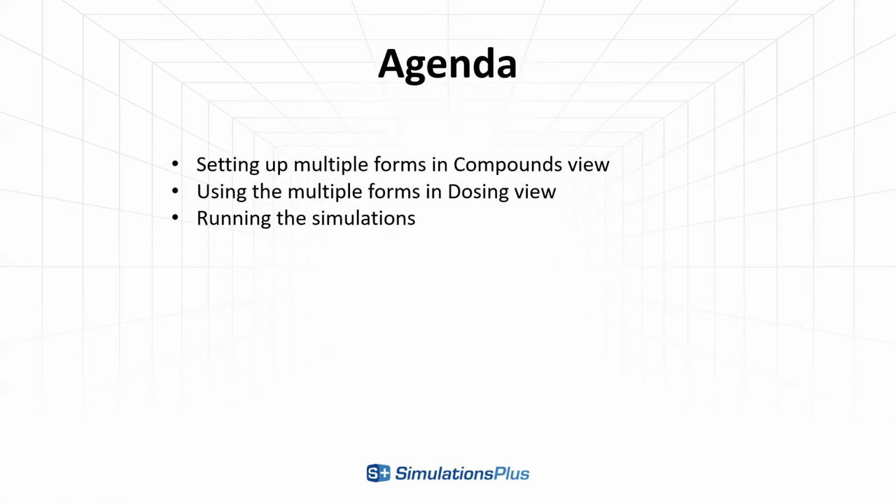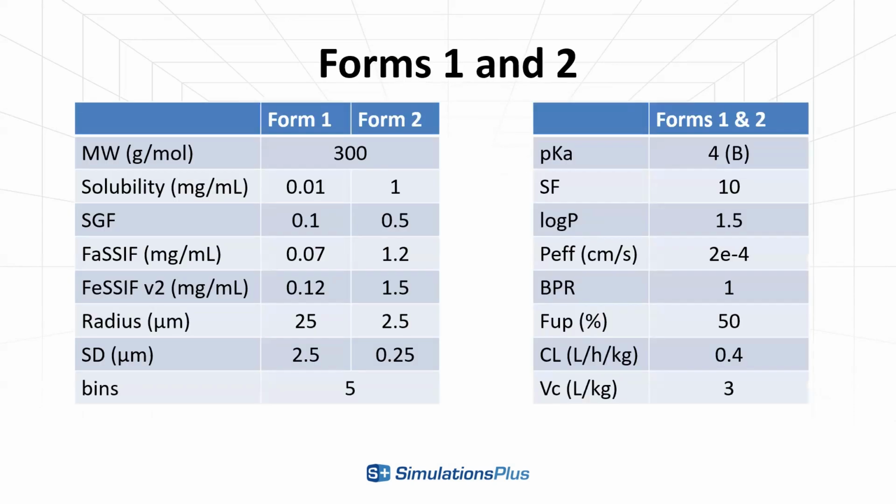So the agenda for today will be how to set up multiple forms in the compounds view. Once this is done, using the multiple forms in the dosing view and also modifying some of the characteristics of the two forms, and then running the simulations for the three different formulations. Here you can see the properties of the hypothetical compound and of the two forms of this compound, and now we are going to go into GPX.